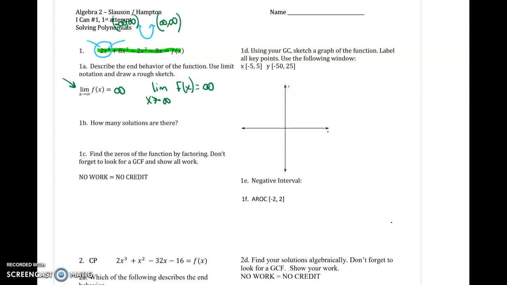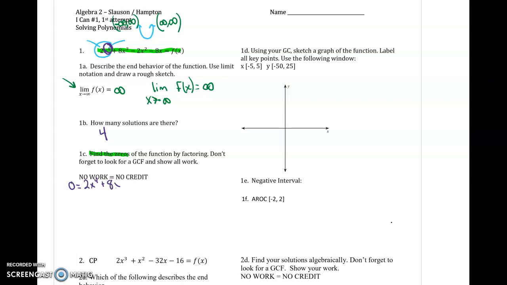Our next question is how many solutions are there? That is also going to be the job of that exponent. It is telling me that I'm going to have 4 solutions. And now we're going to find those solutions. In problem 1c, we call it finding the zeros, which just means I take my function and set it equal to 0. So 0 equaling this.